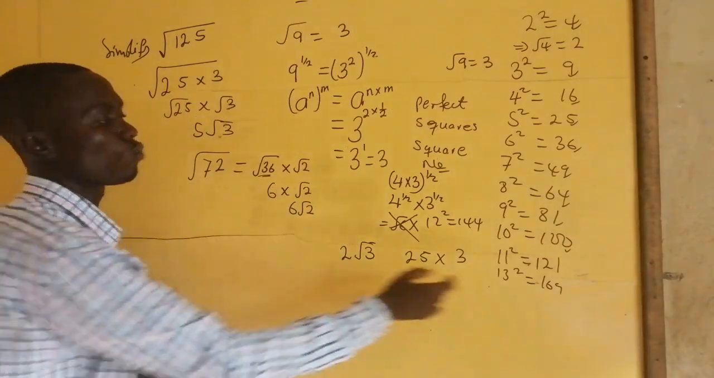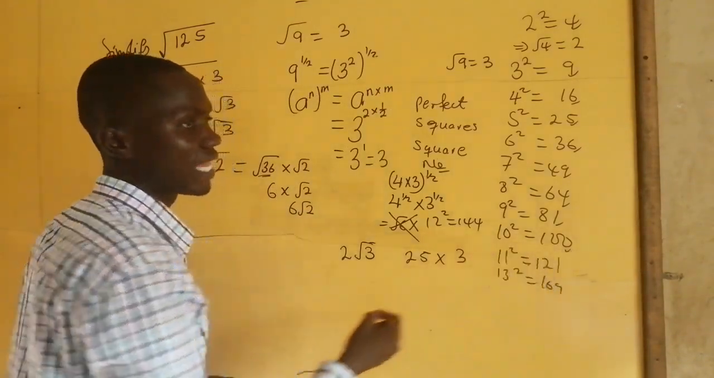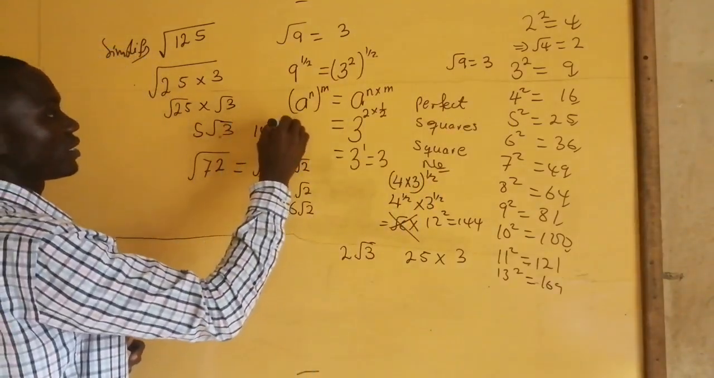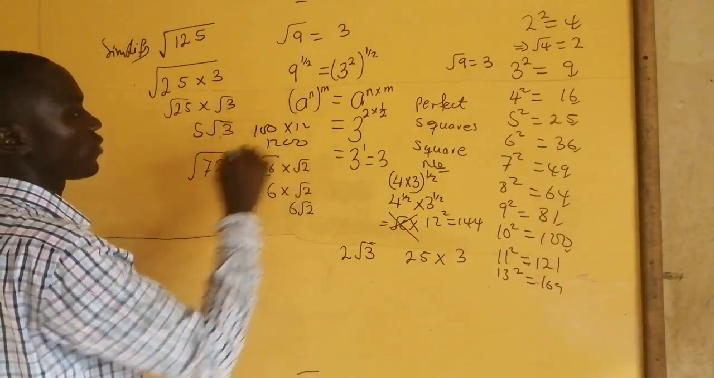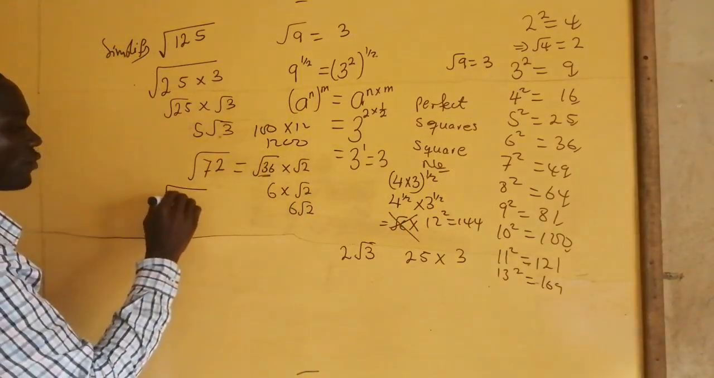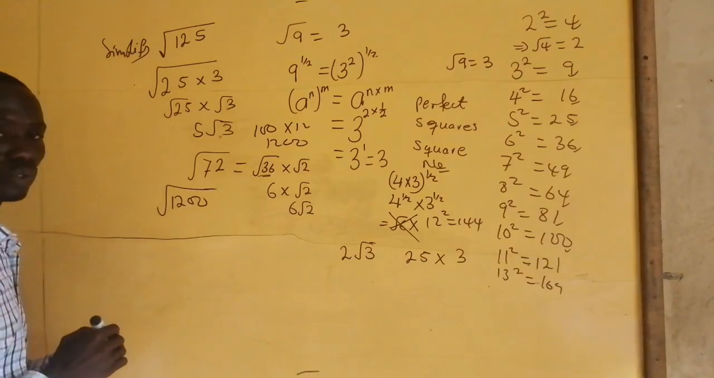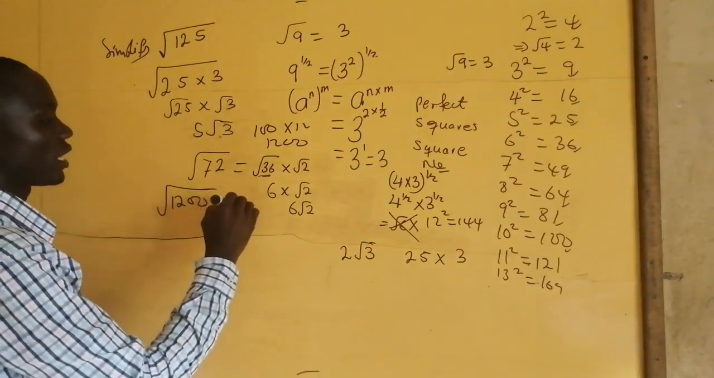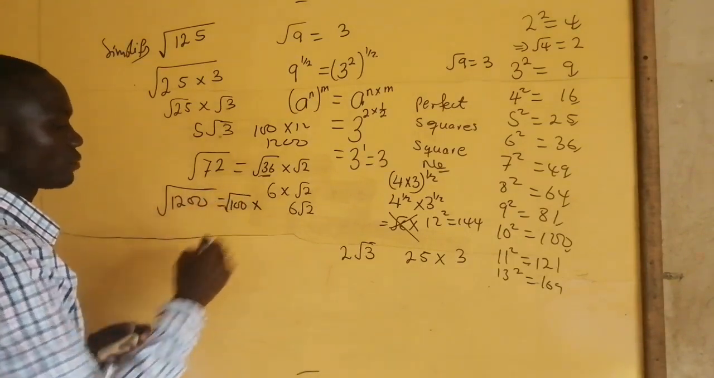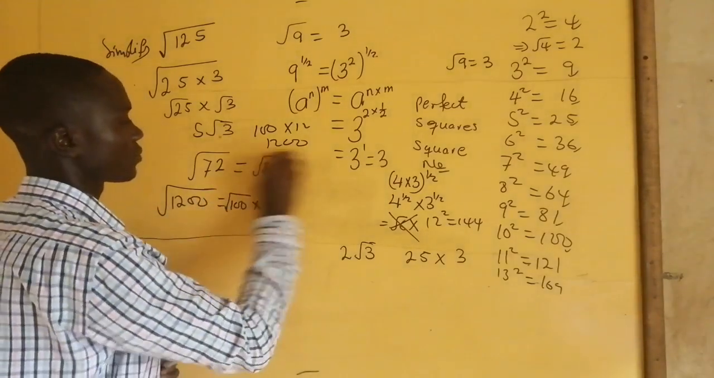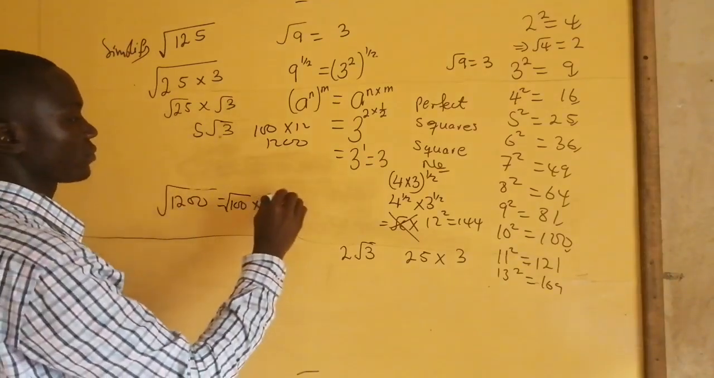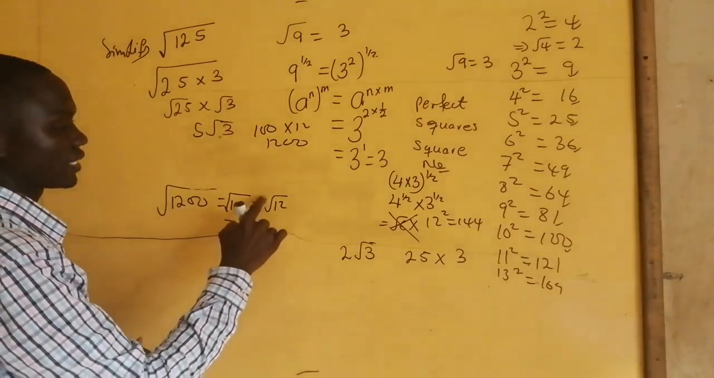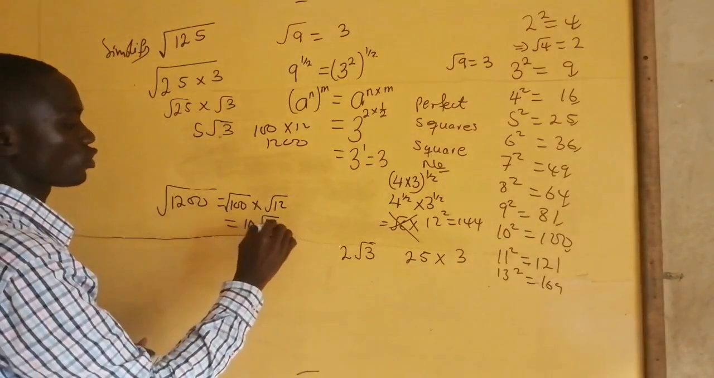Let me think of 100, which is a perfect square, and then multiply it by 12. So 100 times 12 will give me 1200. So let me put 1200 under the square root. So this simply means 100 under the square root times square root of 12. Square root of 100 is 10. Times 1 here will give me 10 root 12.